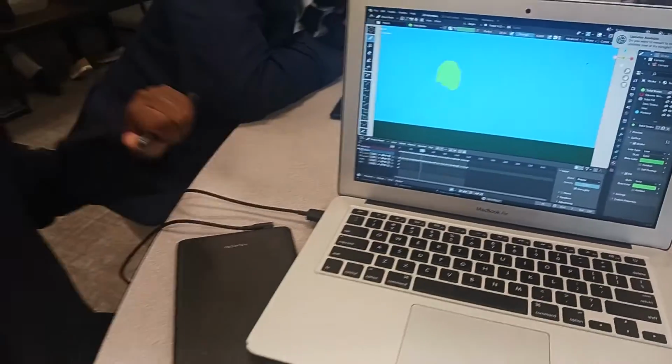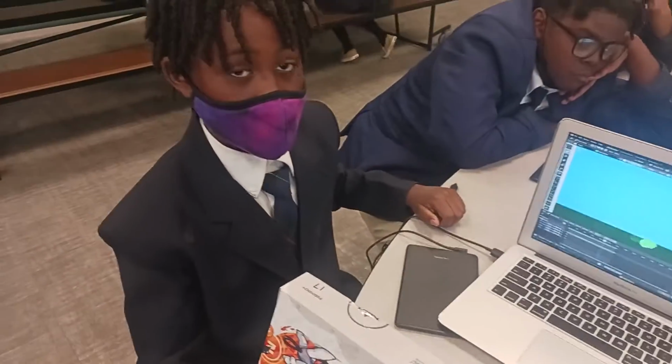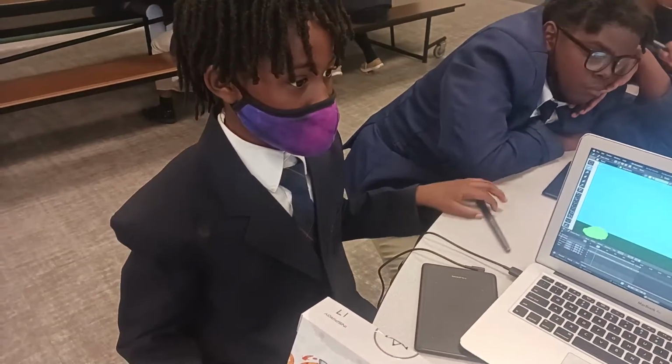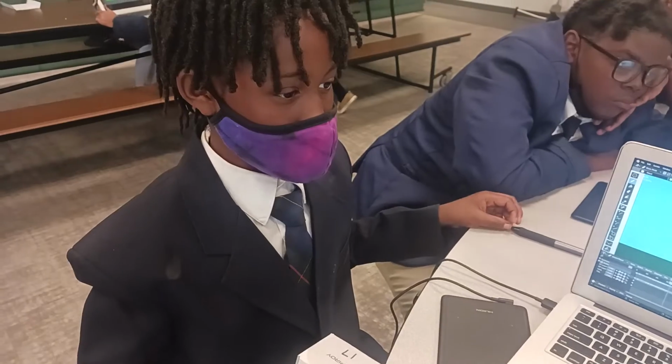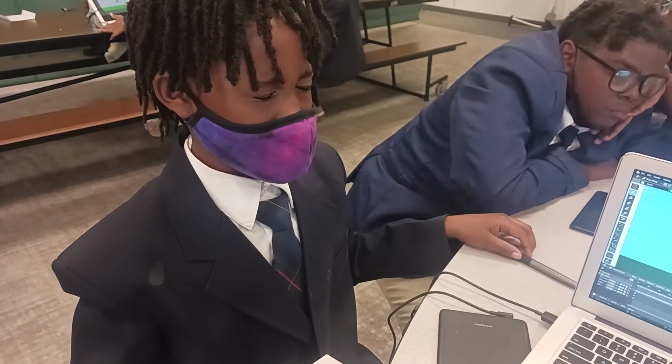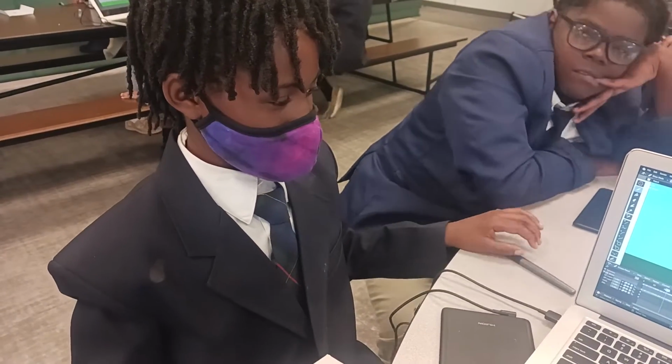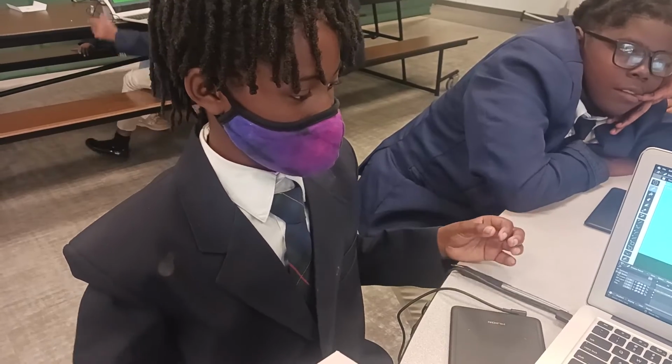And can you tell me about a principle of animation, just one? One principle of animation that I remember is squash and stretch.